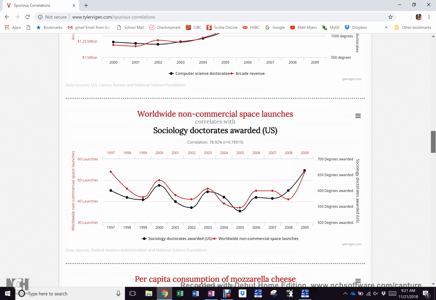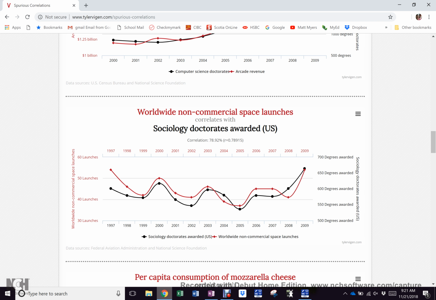Because look at the next one. Everybody argues that sociology is one of those useless things you study at university, that there's no use in real life. That is not true. But I would argue that exploring space is something we could maybe do. But as I lower my sociology doctorates, there is less exploration of space. All right, everybody good? Everybody sees how stupid this can be?